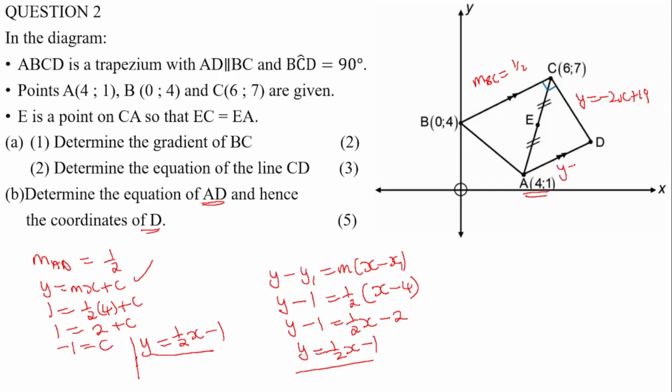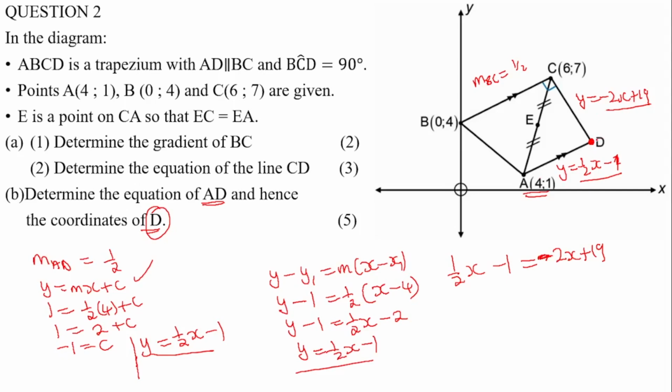And then it says hence find the coordinates of D. Now the coordinates of D, we have to find them by solving simultaneously. D is the point of intersection of CD and AD. So we can equate these two. 1 over 2 x minus 1 is equal to negative 2x plus 19. We want to find the coordinates of D, so it's a point of intersection.